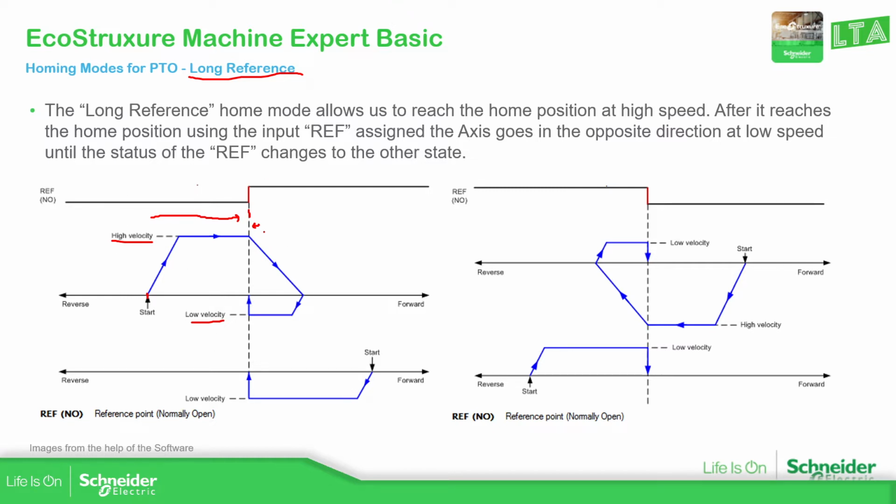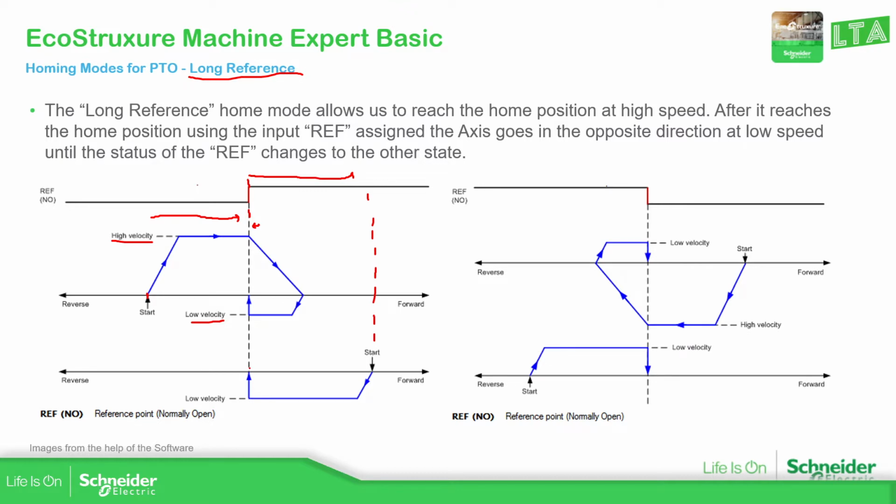Now this scenario is when, for example, the machine is located next, or when the reference is activated. You can see over here the reference is activated. So now instead of moving at high velocity, it just goes in low velocity, in the reverse way, because it's already in this part, to reach the home position.